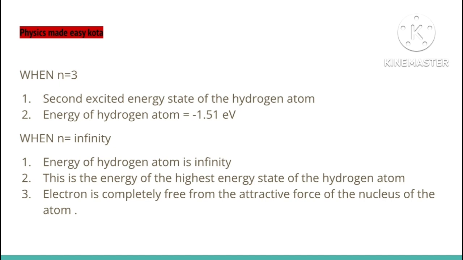Similarly, we can also calculate the energy of the hydrogen atom for the orbit n equal to infinity. Here the energy is equal to zero. This is the energy of the highest energy state of the hydrogen atom. It means that when n is equal to infinity, the electron is completely free from the attractive forces of the nucleus of the atom, which means that the electron is no longer bound to the nucleus.